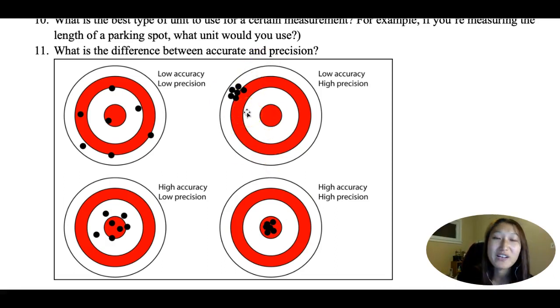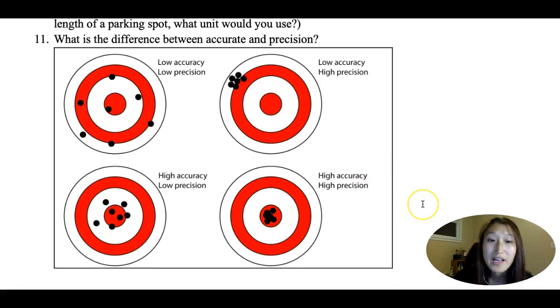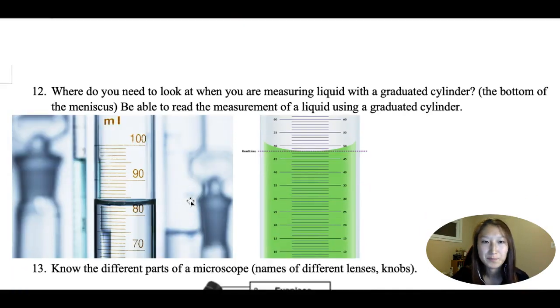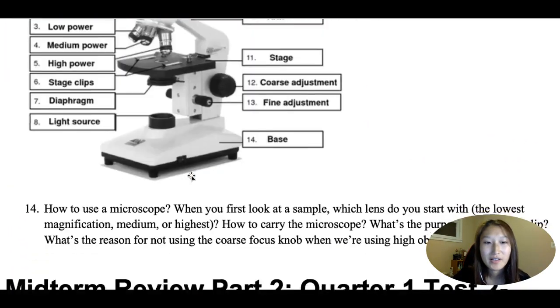Let's say you're trying to run it in 4 minutes, but you're not very close to the 4 minutes. That would be high precision, low accuracy. If you have high accuracy, low precision, your running time is very close to 4 minutes on average, but the data are more spread apart. That would be called high accuracy, low precision. The next one, okay, we're almost done.